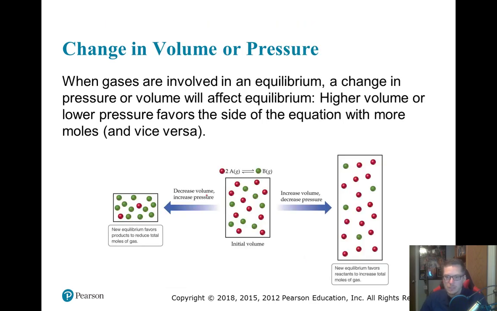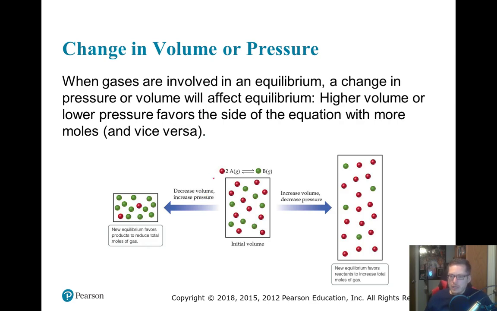All right. Next one here is volume or pressure. This really only works when you have gases. That makes sense, because liquids and solids don't really get affected by a change in pressure because they're very dense already. There's not a lot of room for them to move around. Their intermolecular forces keep them very tight. So if you change the pressure or volume, it'll affect your equilibrium.